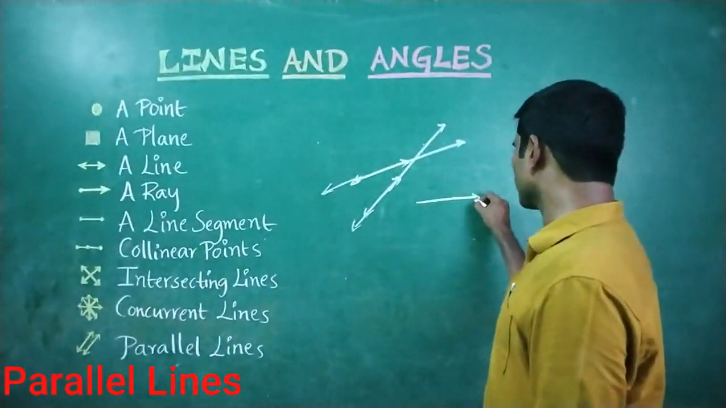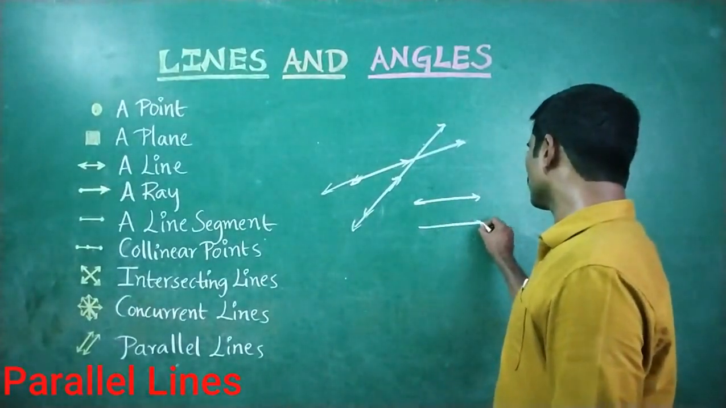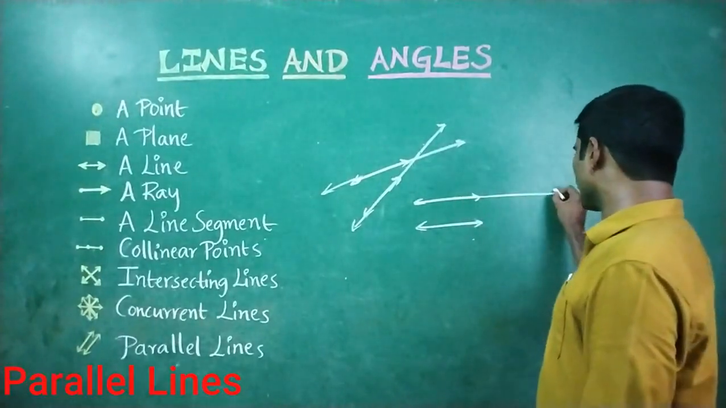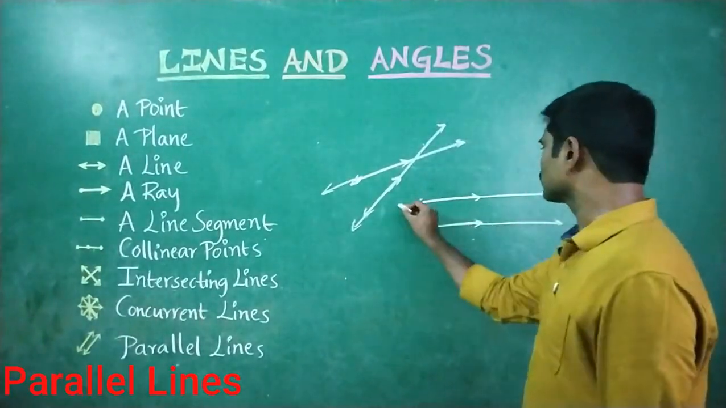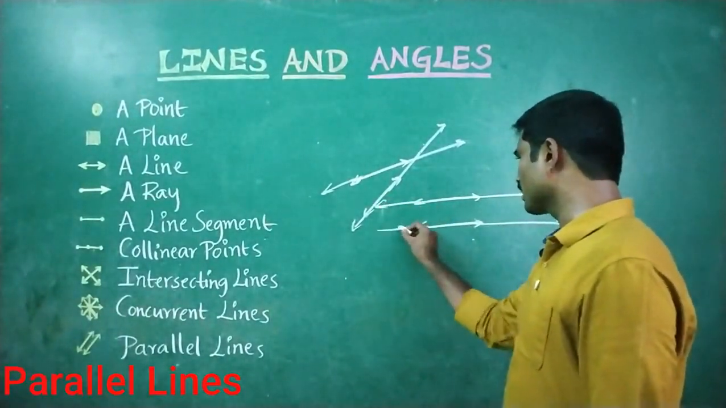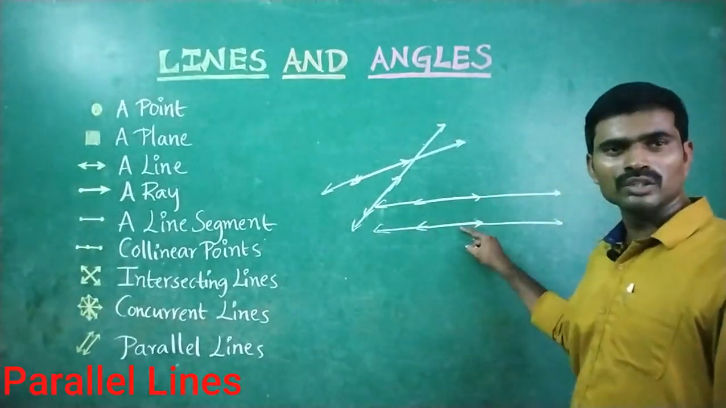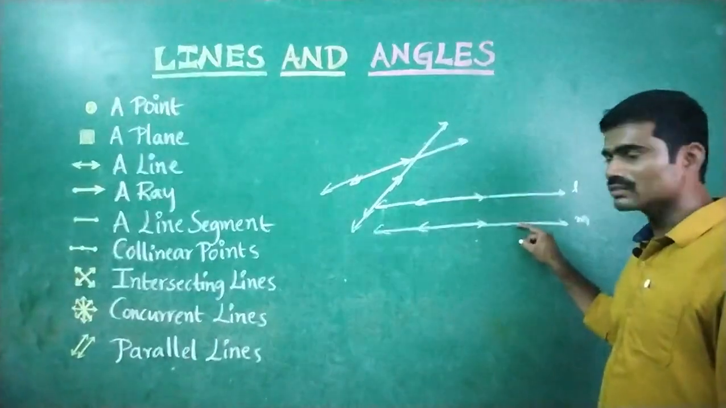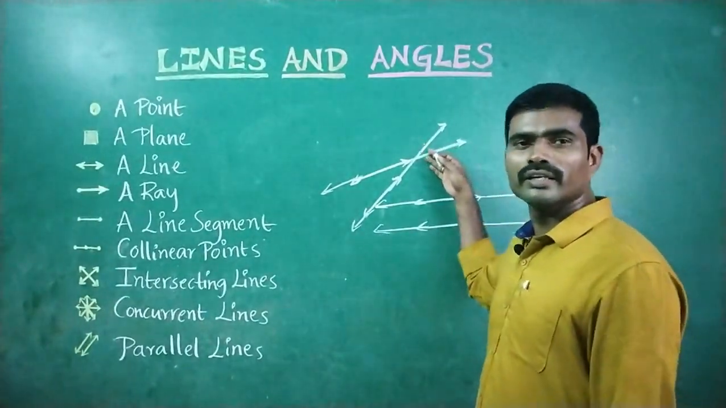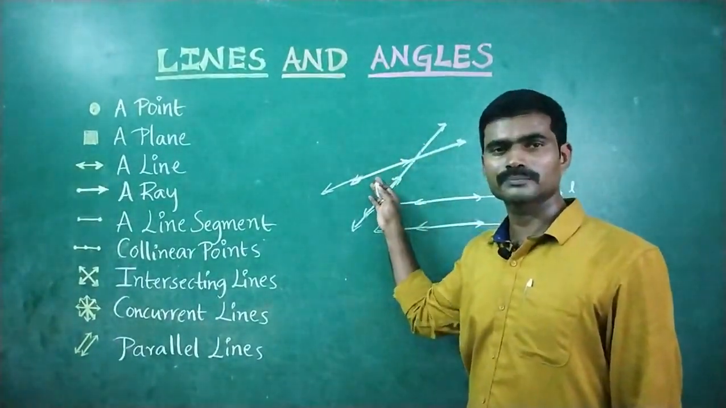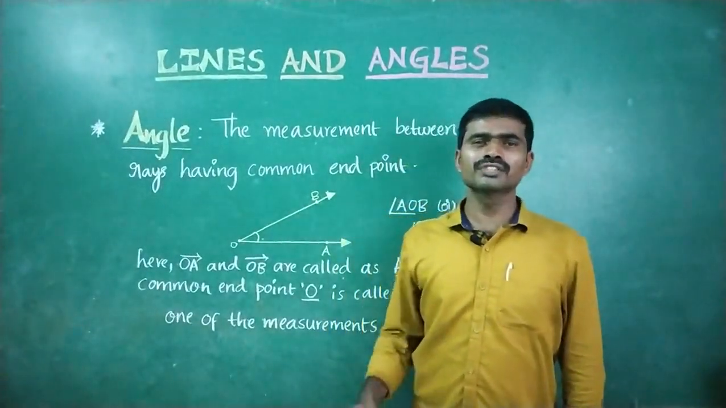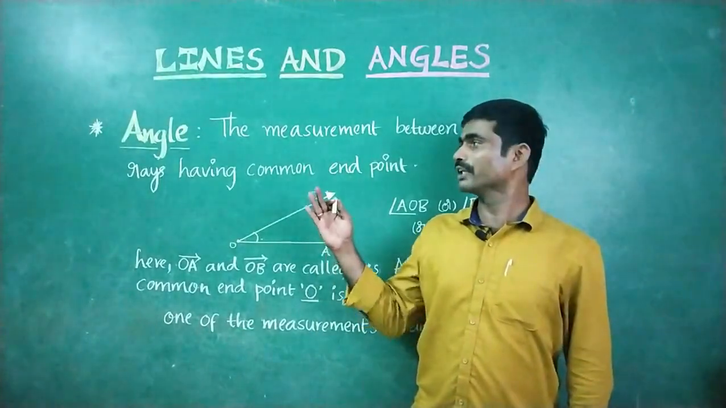Suppose I take another 2 lines. If we extend them continuously on either side, they do not intersect anywhere. So these 2 lines are said to be parallel lines. These 2 lines are said to be intersecting lines. Now the concept of lines is completed.